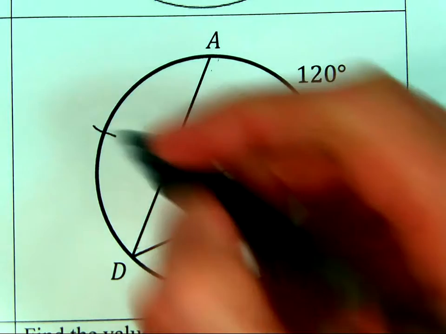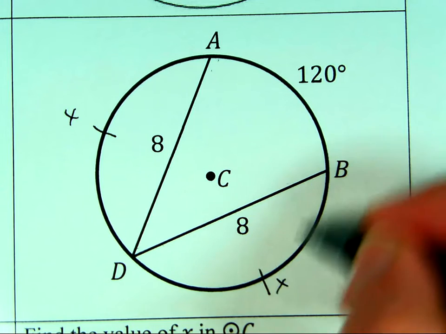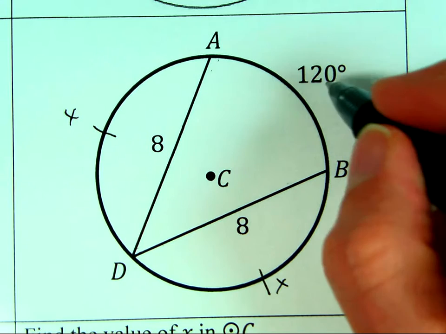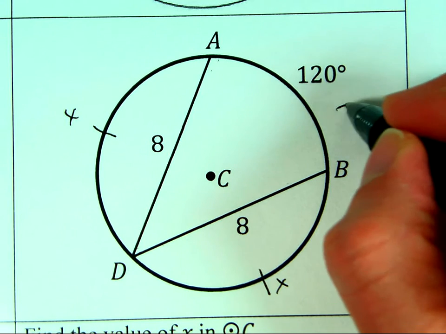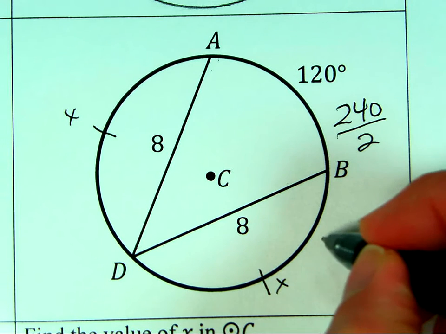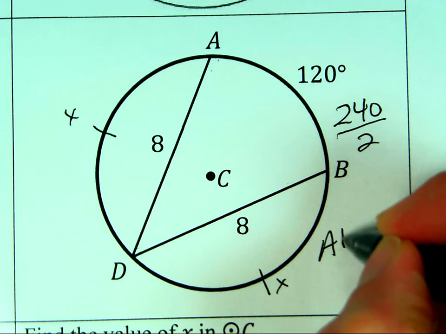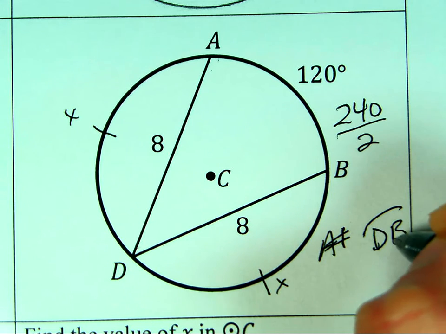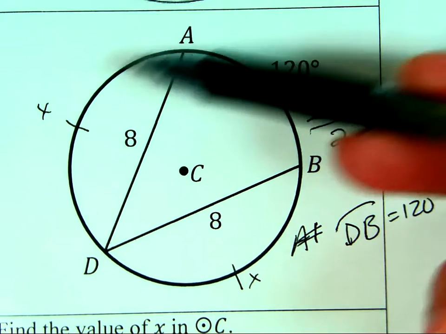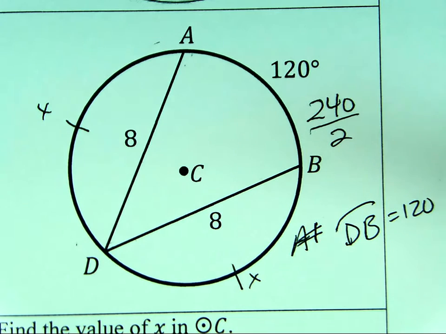So I know that x, if we call that x, plus x plus 120 is going to equal 360. So if I take 360, subtract 120, I get 240. And I know that those are both the same, so I just divide by 2. And I find out that arc DB is equal to 120. And so would arc AB. I didn't write down what you were supposed to find, but you were supposed to find the arcs. Okay.